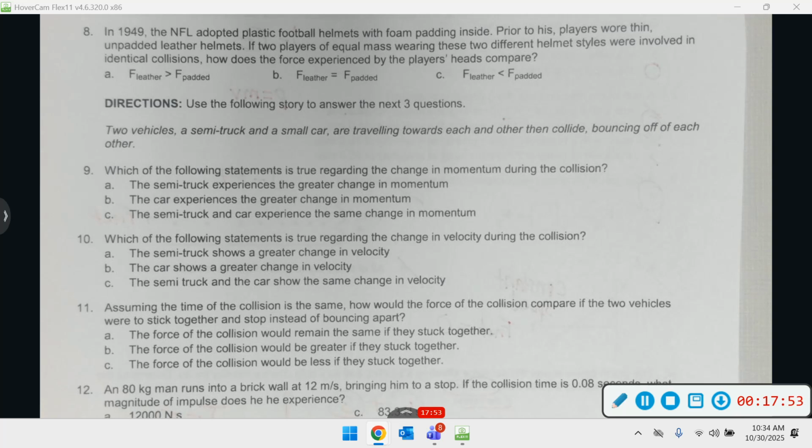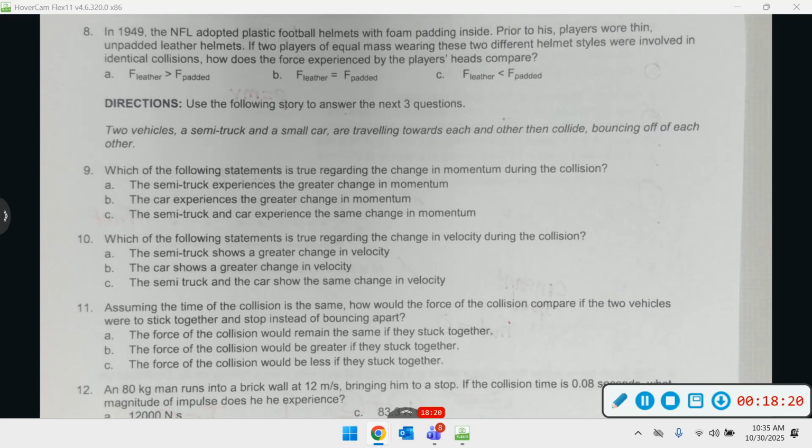And you guys did better on number 8 than on number 7. I don't know if it's the wording or because it's specifically talking about force here. But it says, in 1949, the NFL adopted plastic football helmets with foam padding inside. Prior to this, that's a typo, prior to this, players wore thin, unpadded leather helmets. If 2 players of equal mass wearing these 2 different helmet styles were involved in identical collisions, how does the force experienced by the players' heads compare?